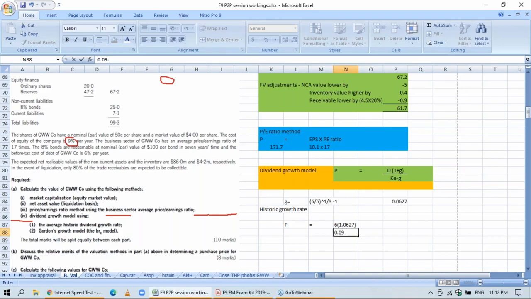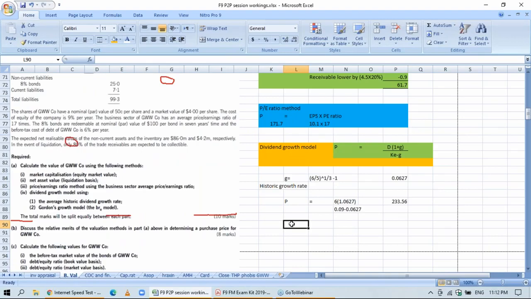Minus 0.0627, the growth rate. So this gives you the market value of the company, which is 233.56. This is using the historic growth rate. Now the Gordon's model.